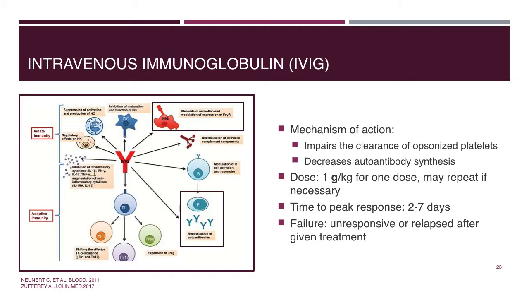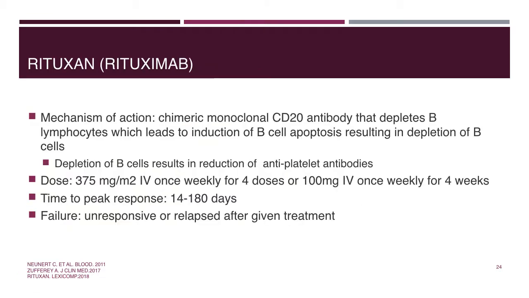The dosing here is 1 gram per kilogram for 1 dose, and this can be repeated if necessary. As you can see, the time to peak response is very quick, 2 to 7 days, and so if you're really wanting to see an increase in platelet count quickly, this would be one of your go-to agents.